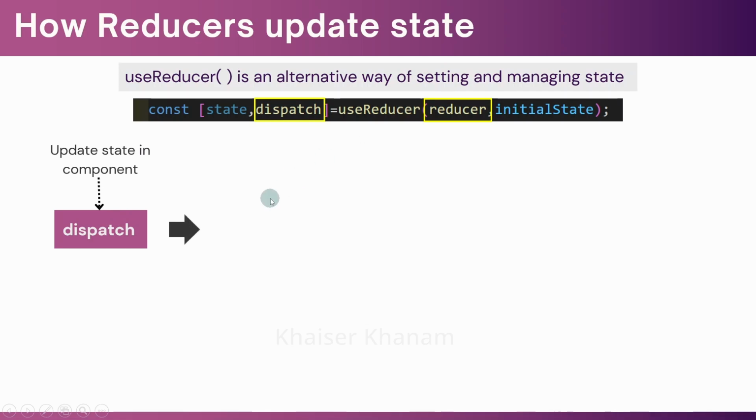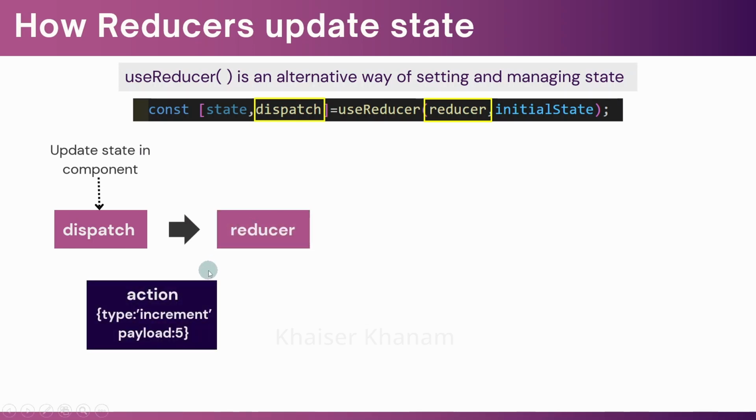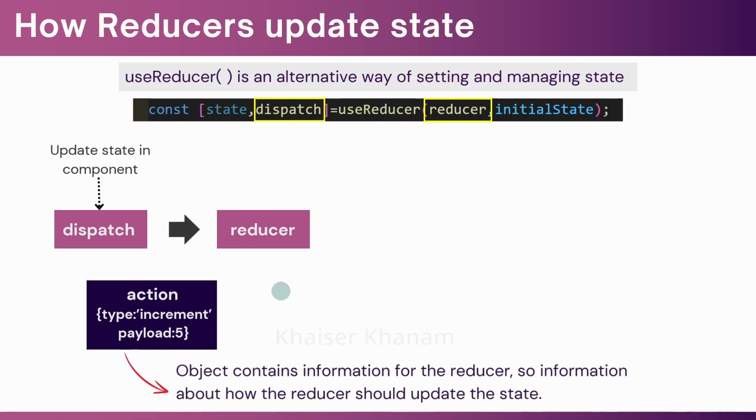Now, in order to dispatch an action to the reducer, inside this dispatch function, we are going to pass this action. And this action is an object which will be having information for the reducer. So, information about how the reducer should update the state. So, here inside this action, I have passed the object where I am having type as increment and payload as 5. Which means when this action is performed, accordingly, payload value will be added to our state.